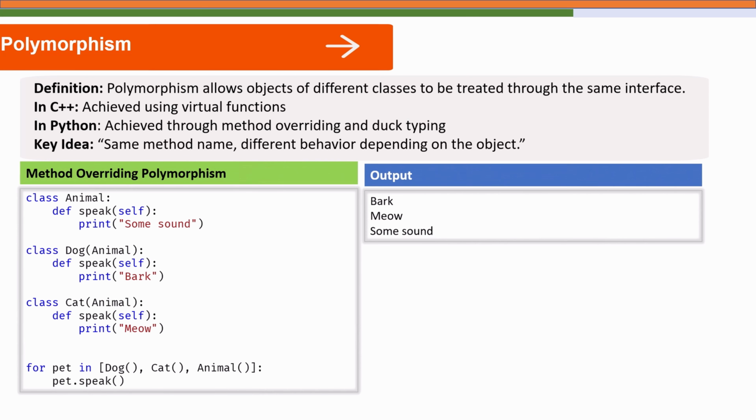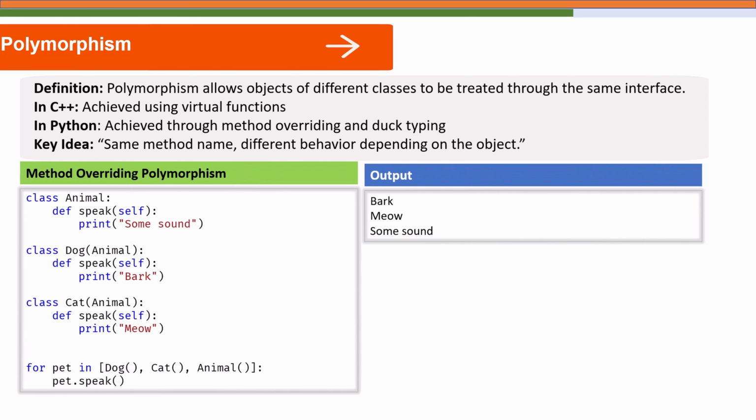So we define a base class named Animal with the method speak. Then we create subclasses Dog and Cat, each overriding the speak method. Now when we loop through the list of animal objects, maybe Dog, Cat, Animal, and call speak, each executes its own version. That is runtime polymorphism. The right method is chosen depending on the object's actual type.